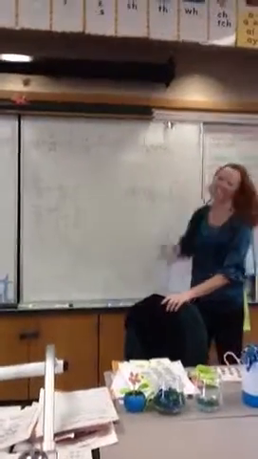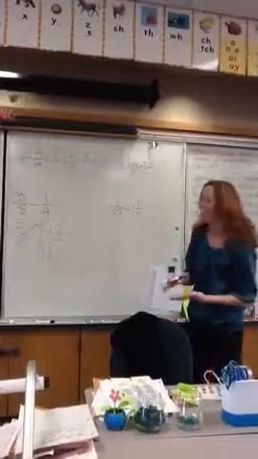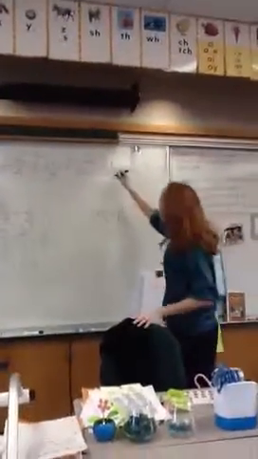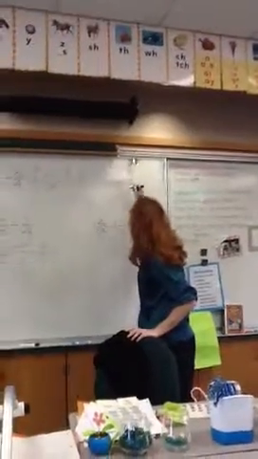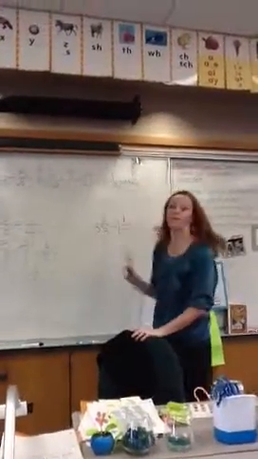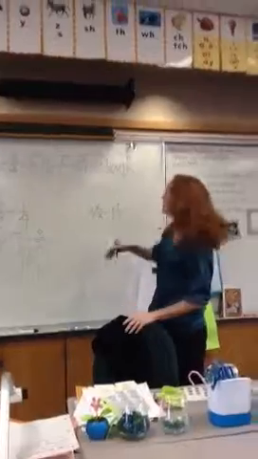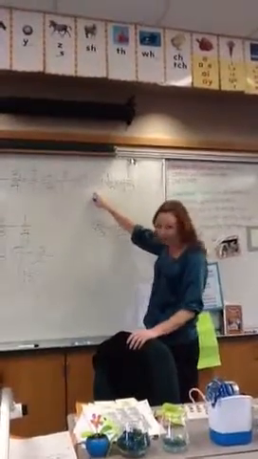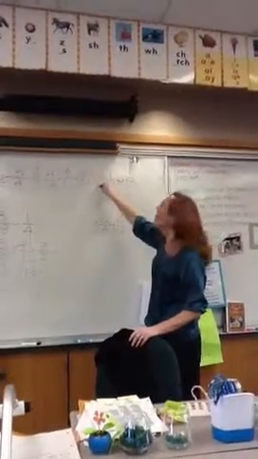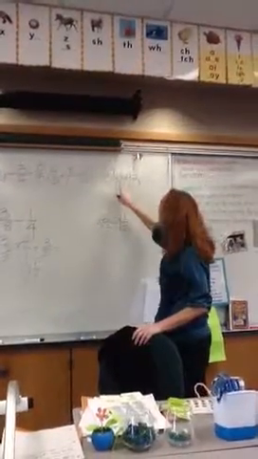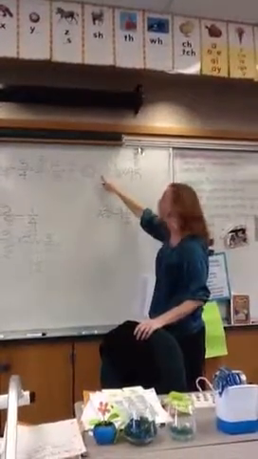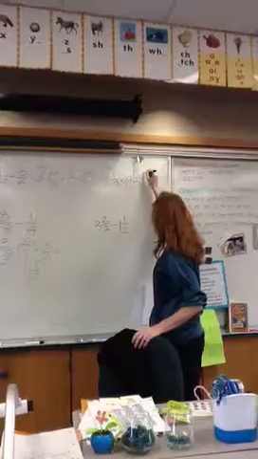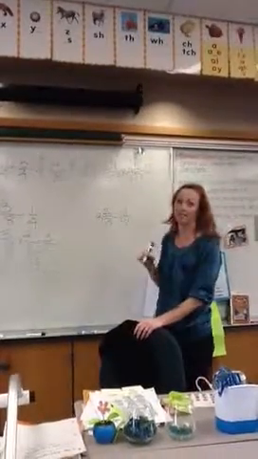All right, over here we have multiplying mixed numbers. We have worked on this. You know what you're doing. As a reminder, you need to turn your mixed numbers into improper fractions. You do that by multiplying your denominator and your whole number and adding your numerator. 3 times 2 is 6, plus 1 is 7. My denominator stays the same, 3.